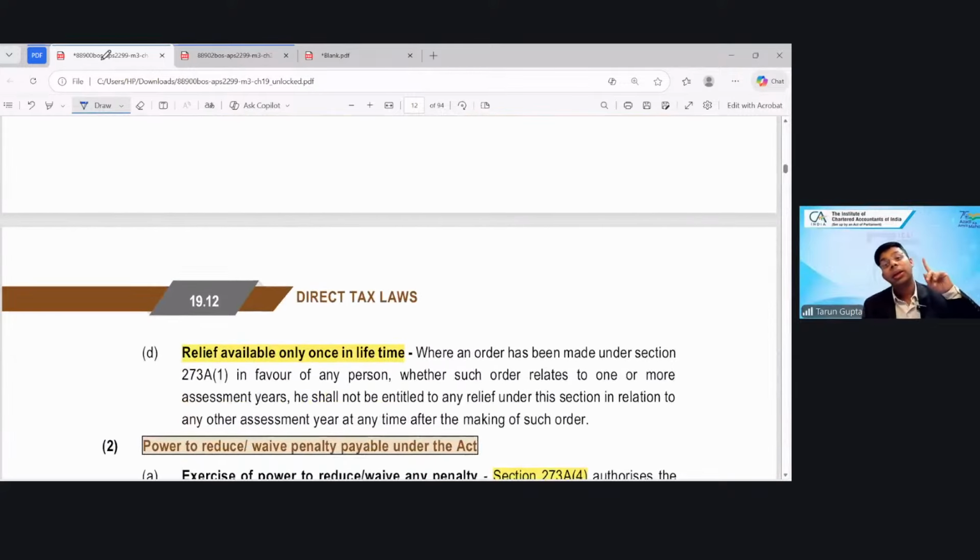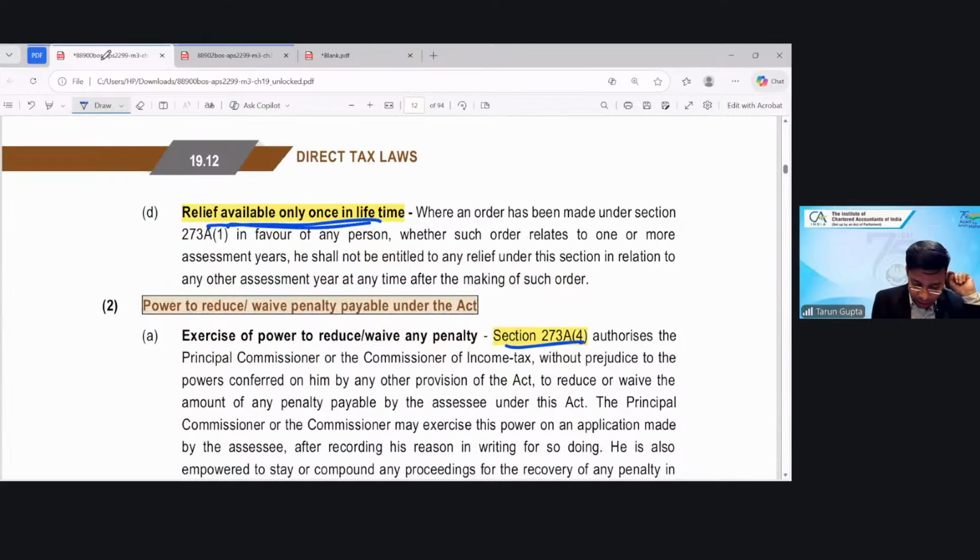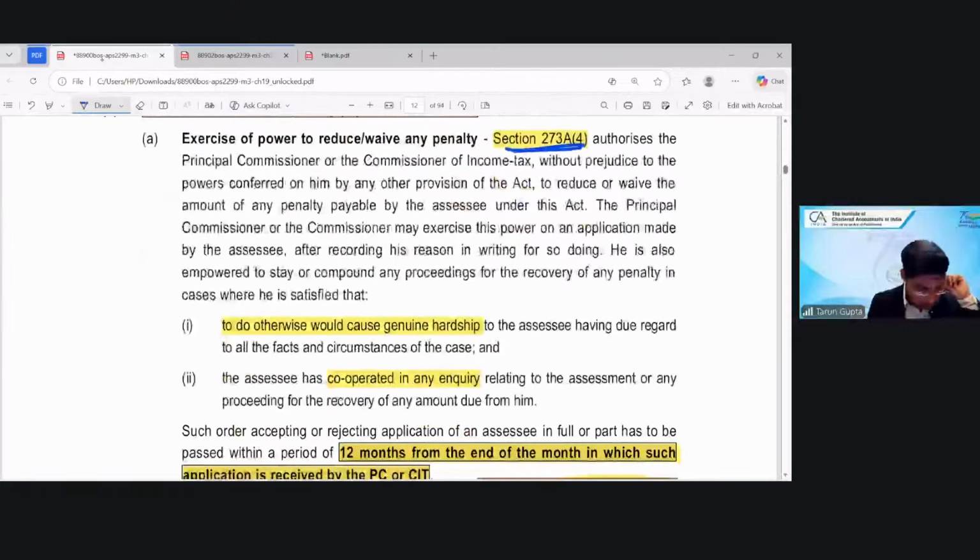But an important thing in 273A1 is that they can reduce or waive the penalty on their own motion also. It's only a once in a lifetime opportunity. Now come to 273A4. Here also, the principal commissioner or commissioner can reduce or waive the penalty, but only on the application of the assessee.